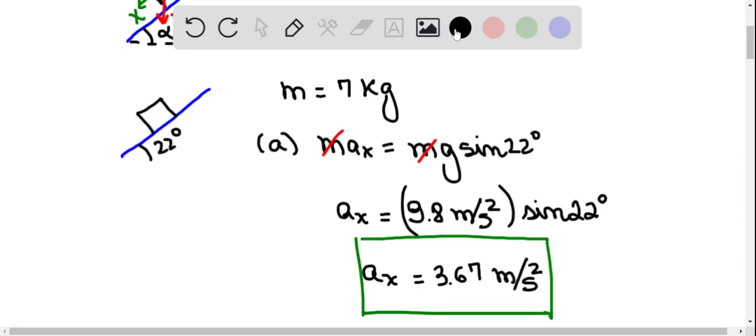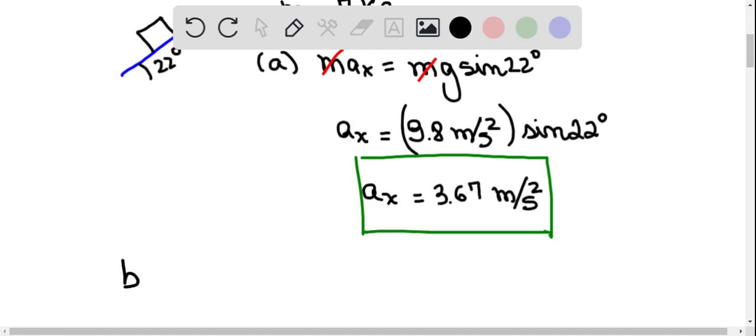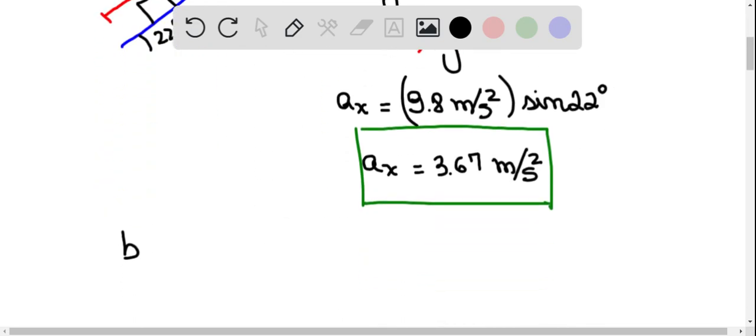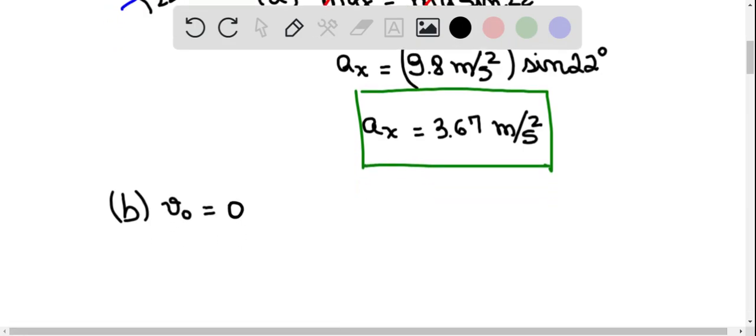Then in question B, we have to suppose that the length of the inclined plane is 12 meters, and that the block starts at the top of the inclined plane and then slides downwards. At the top of the inclined plane, the block is at rest. So I'm going to use Torricelli's formula in order to find the value of the speed of the block at the bottom of the inclined plane.